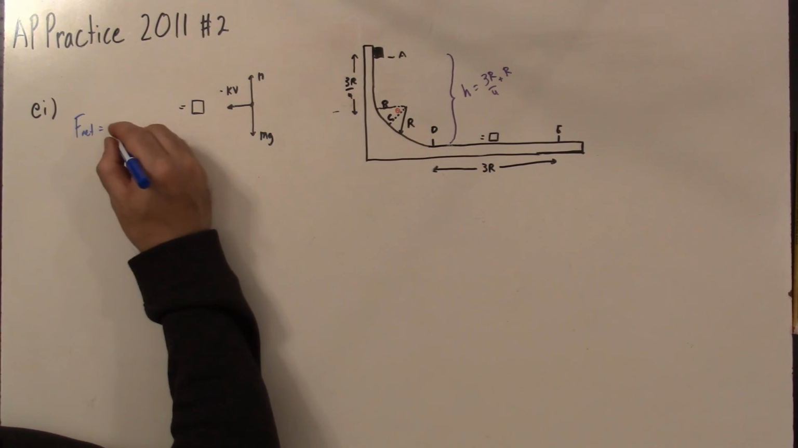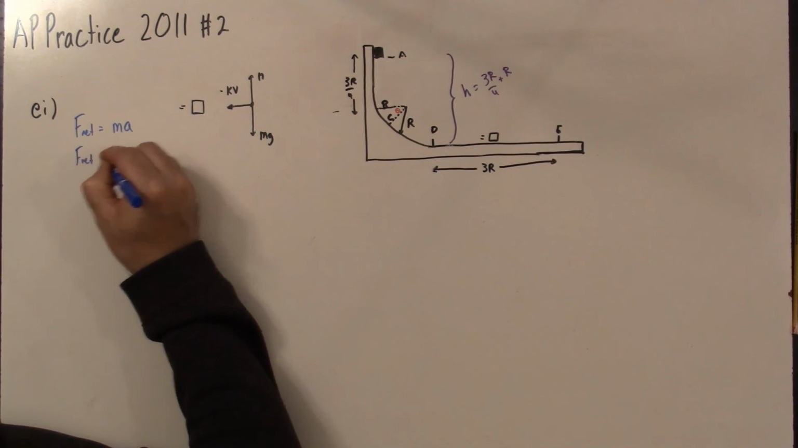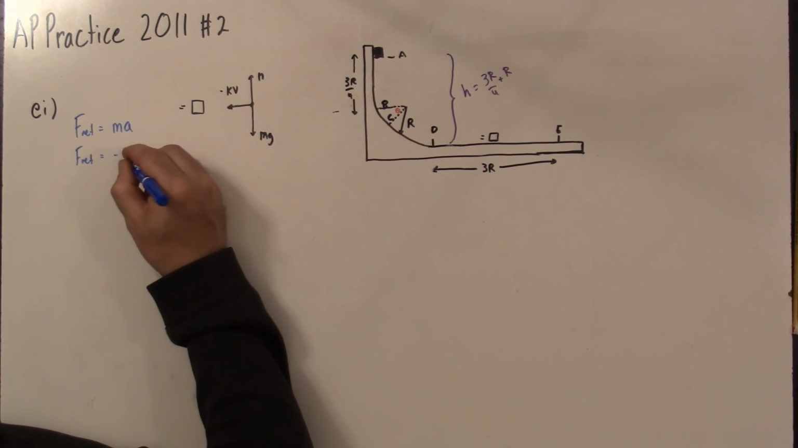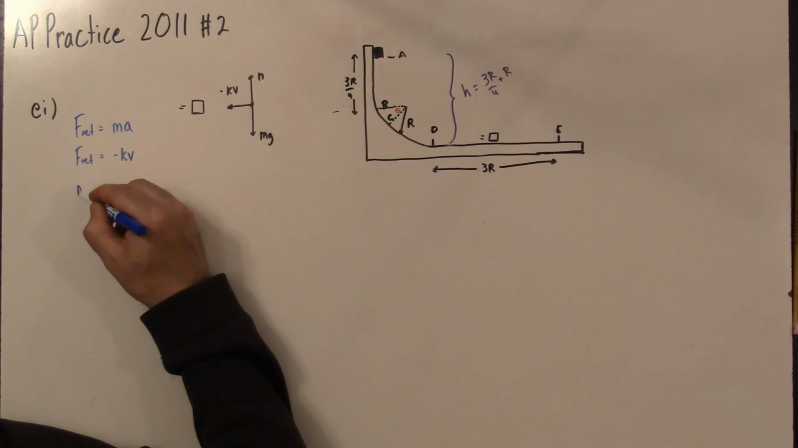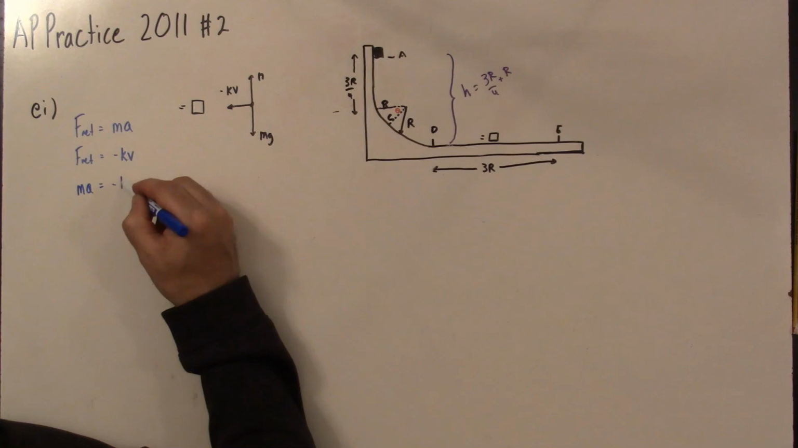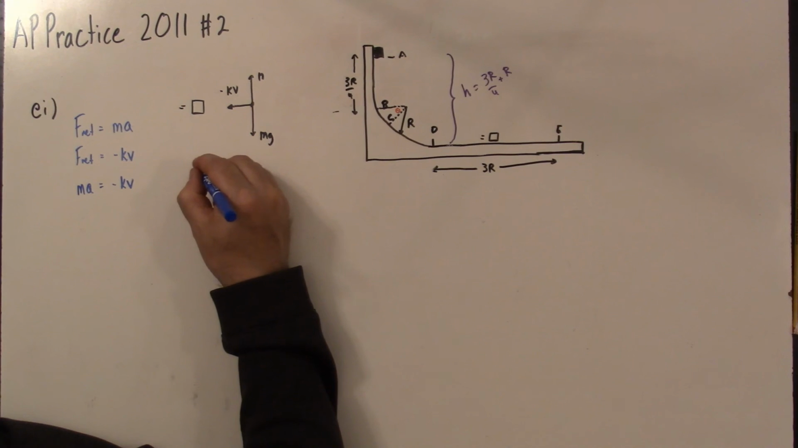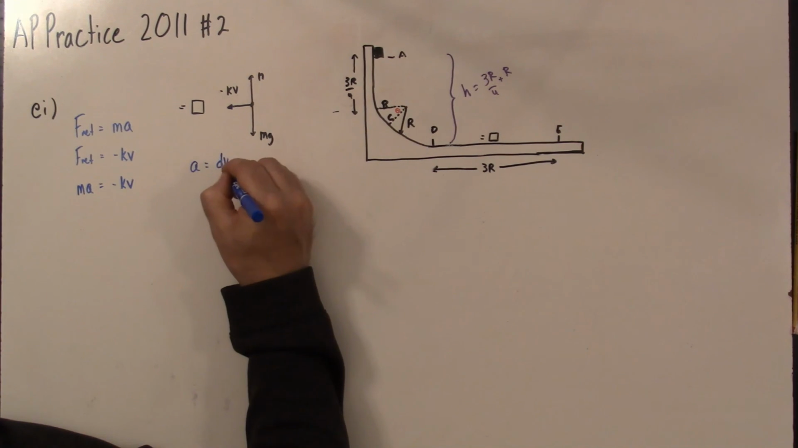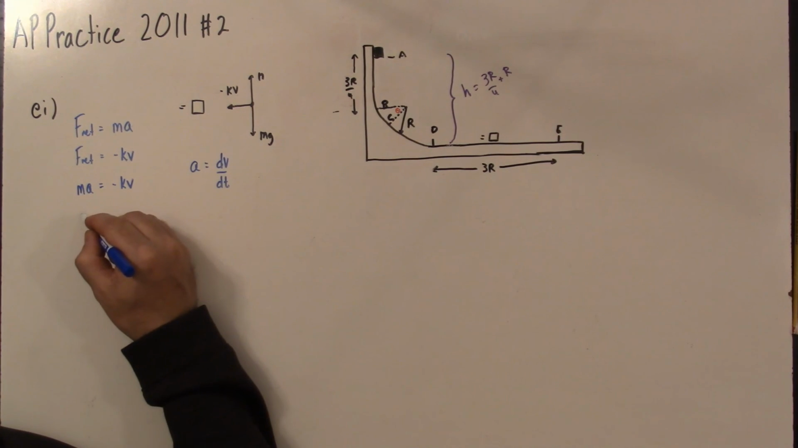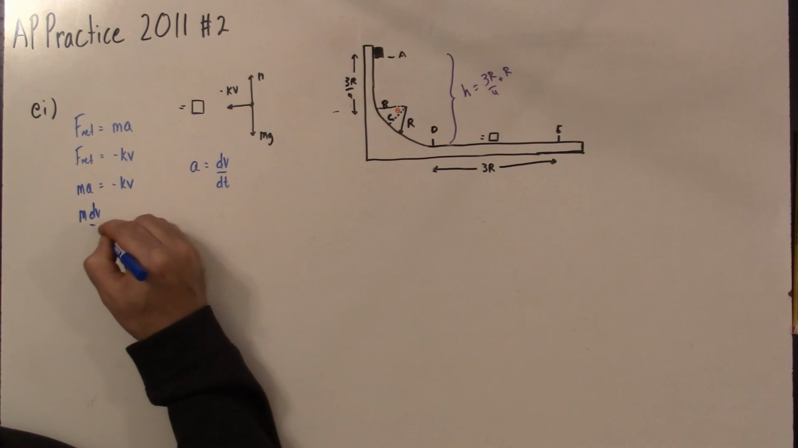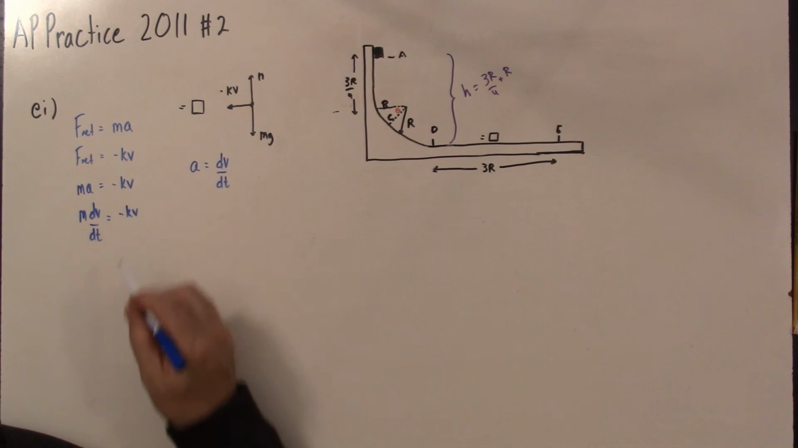So what do we know about the net force? It's equal to MA. Given this diagram, how do you express the net force? Well, the net force here is negative kV. So I'm going to set these two things equal to each other. MA is equal to negative kV. But what do we know about acceleration? The acceleration is the derivative of the velocity with respect to time. If I substitute this in here, I end up with m dv dt is equal to negative kV.